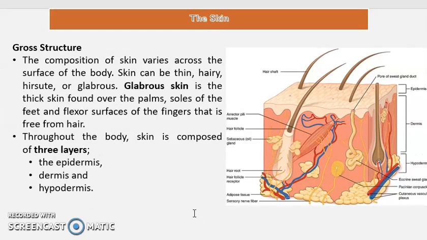Next is the gross structure of the skin. The composition of skin varies across the surface of the body. Skin can be thin, hairy, hirsute, or glabrous. Glabrous skin is the thick skin found over the palms, soles of the feet and flexor surfaces of the fingers that is free from hair. Throughout the body, skin is composed of 3 layers, the epidermis, dermis, and hypodermis.